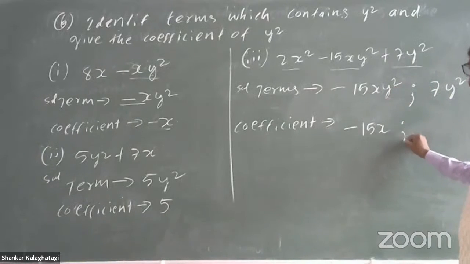Okay. Now here 7y square. You forget about this y square, and 7 is the only numerical term which is there. This is the numerical coefficient. This is the algebraic coefficient again. Numerical coefficient means it contains numbers. Algebraic coefficient means literal. Literal means a, b, c, d, x, y, z like that.